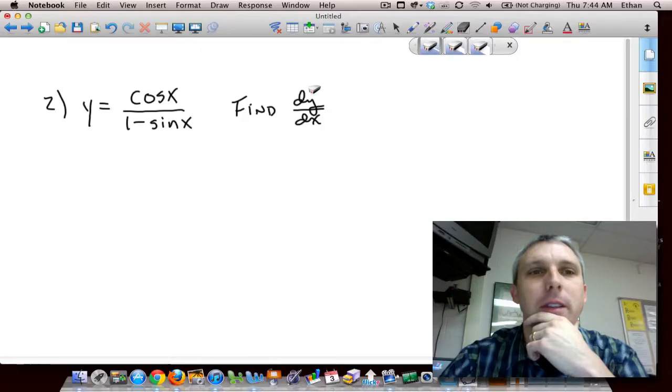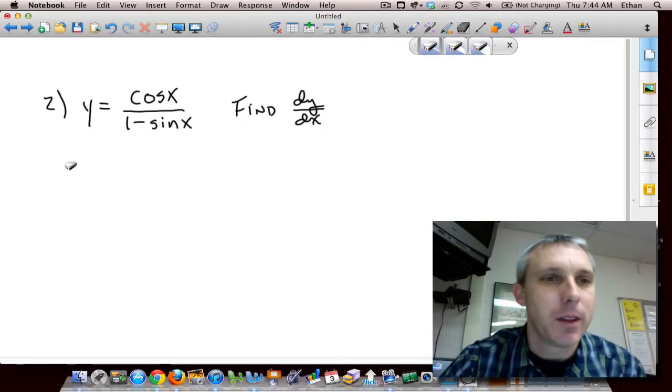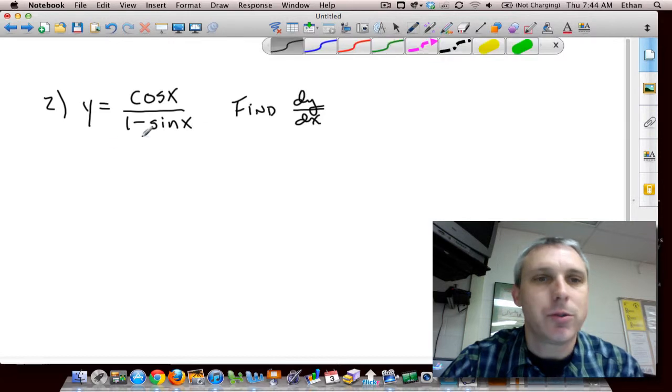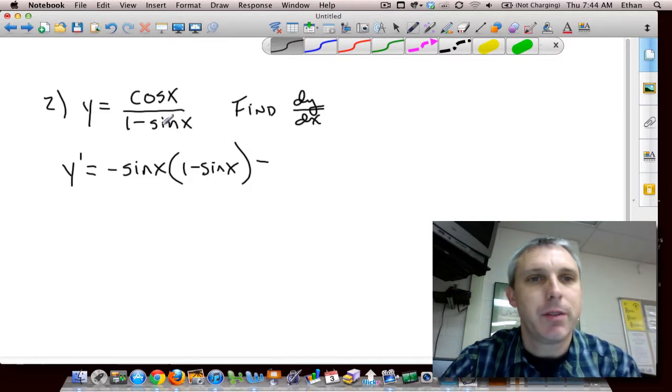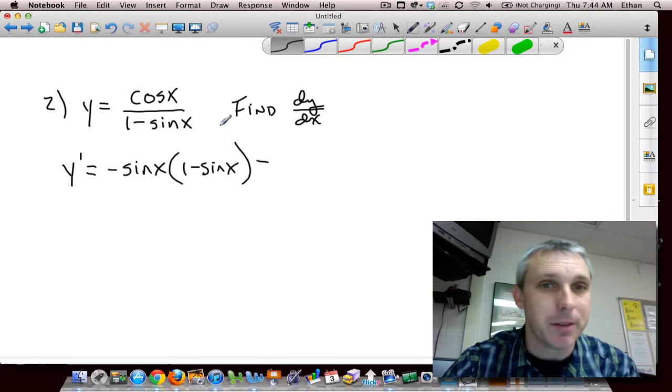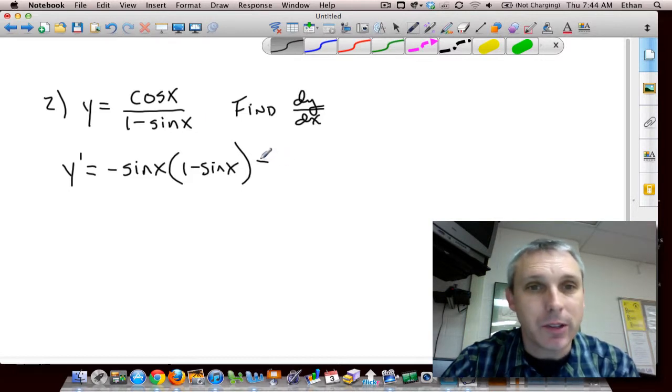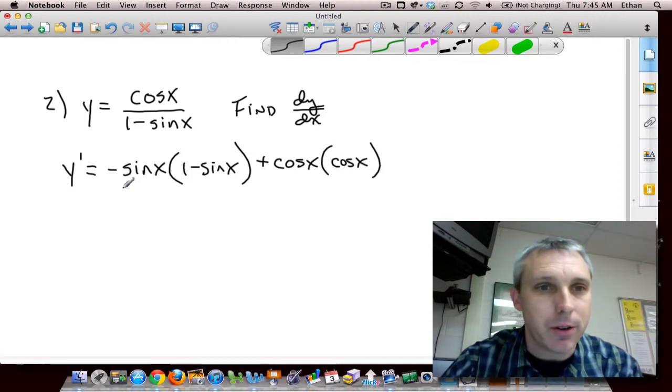Next one. So let's try another one here. This one I'm going to have to use quotient rule. Derivative of the top times the bottom minus derivative of the bottom. Derivative of sine is cosine, but there's a negative there. So that's going to give me a negative cosine, which is going to make this a plus cosine times the top over the bottom squared.